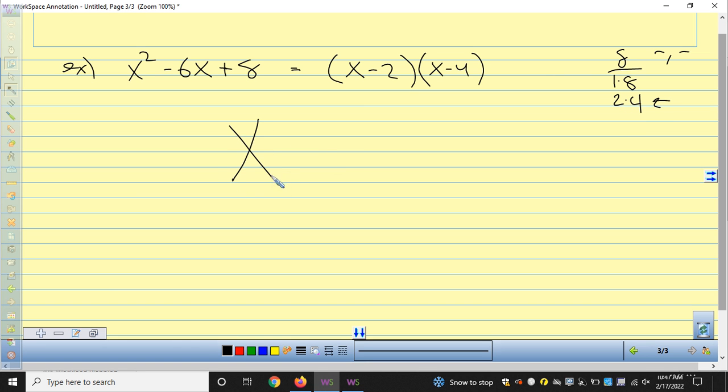So the cross, what I'm going to put in here is 8. We want our numbers to multiply to 8. I'm going to put here the negative 6. We want them to add to negative 6. That's when we look at our factors here, and I say, well, this has to be a negative 2 and a negative 4. Negative 2 times negative 4 is 8. Negative 2 plus negative 4 is negative 6. We can set up our parentheses from there.